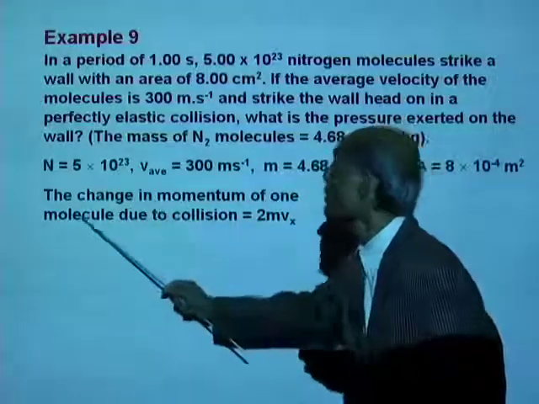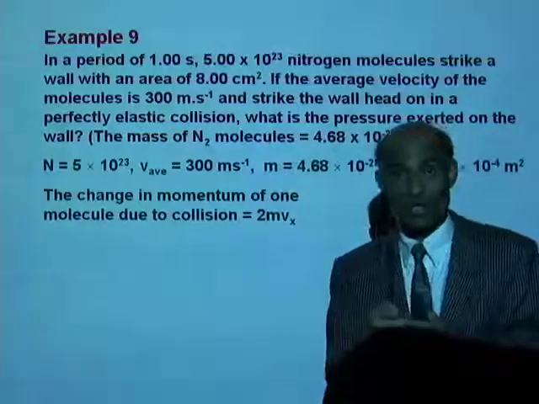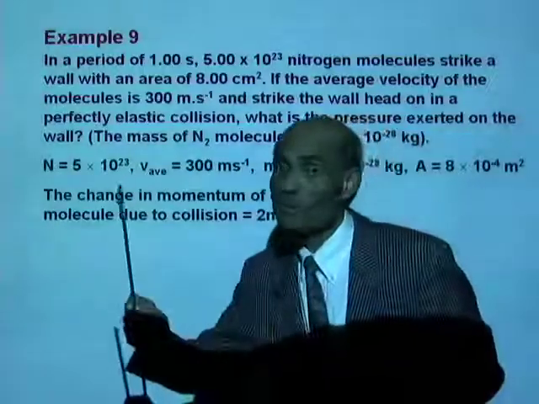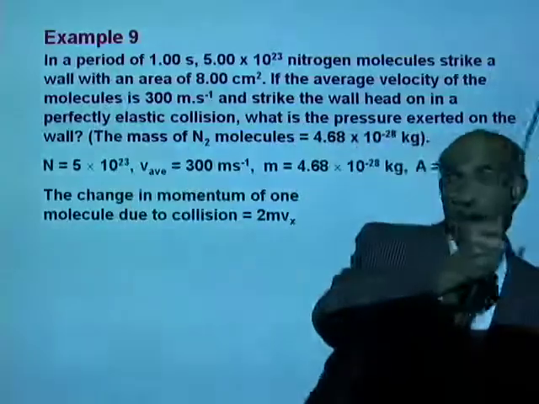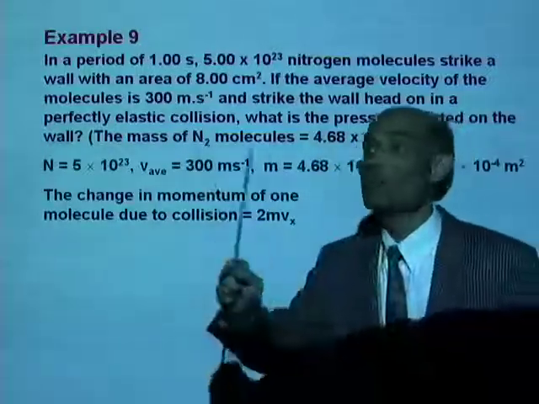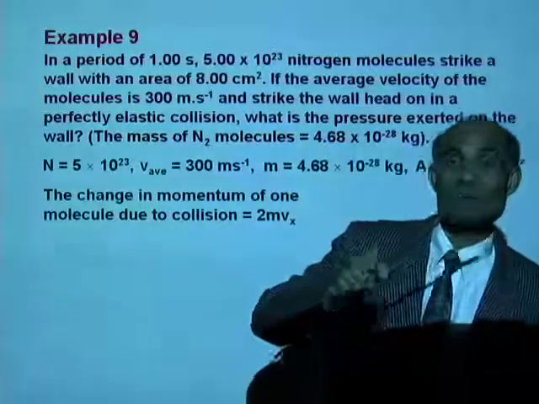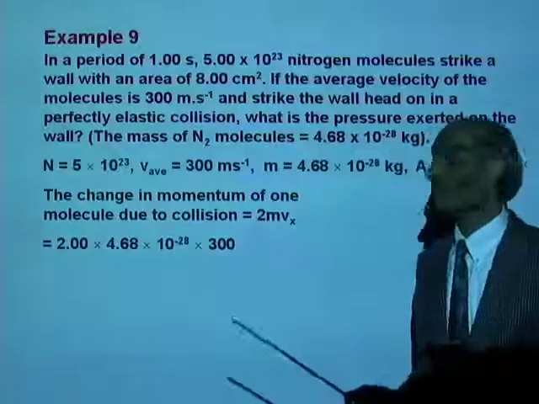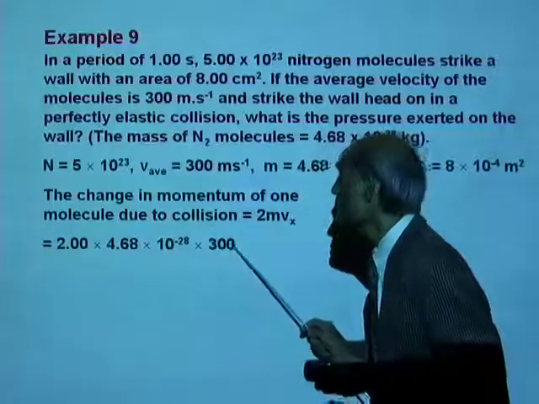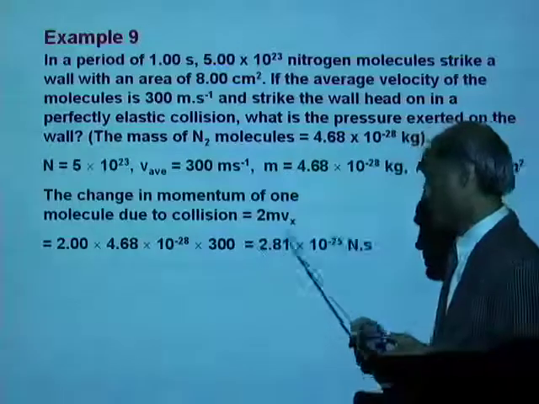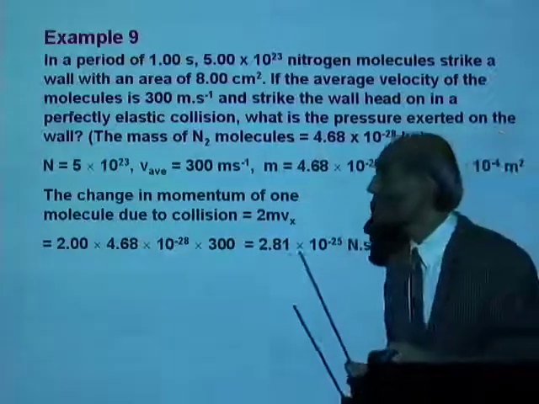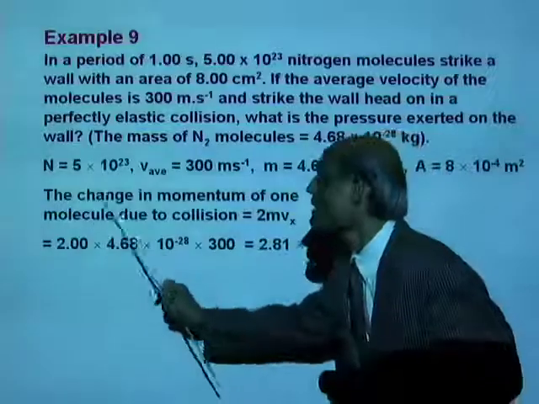The change in momentum of one molecule due to collision. You remember we obtained that as 2mvx. mvx is the momentum forward. It collides and rebounds with a momentum negative mvx. Therefore, the change in momentum is mvx minus negative mvx, which is 2mvx. That will be 2 times the mass of one molecule multiplied by the average speed of that molecule. That is 2.81 times 10 to the negative 25 Newton second, the change in momentum of one molecule.